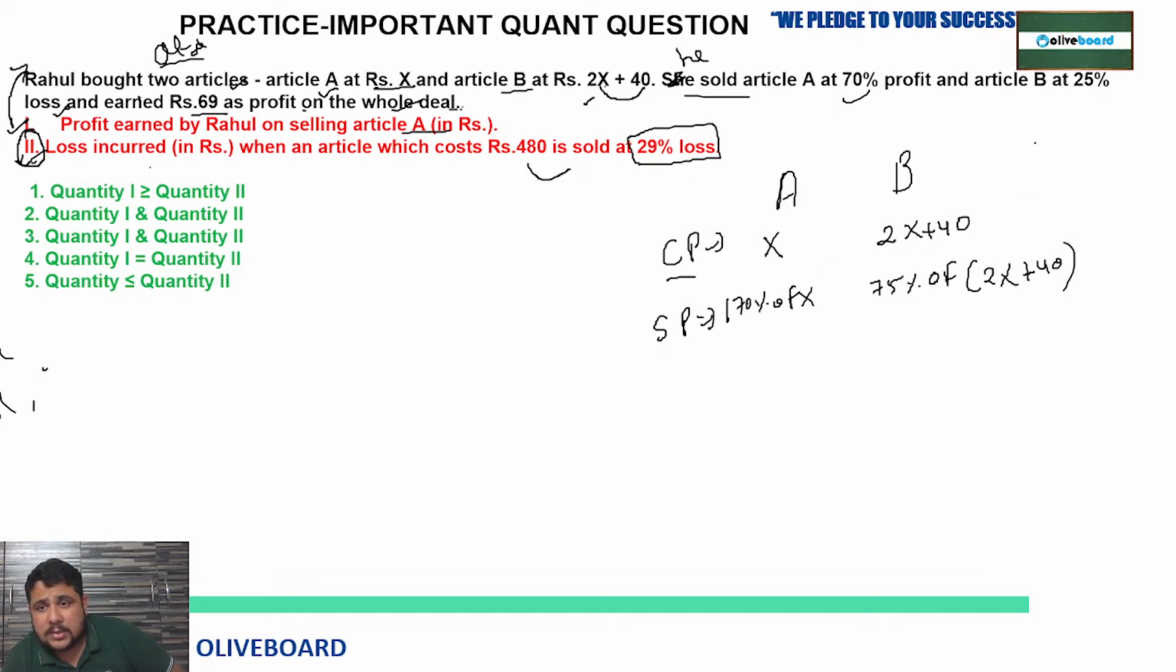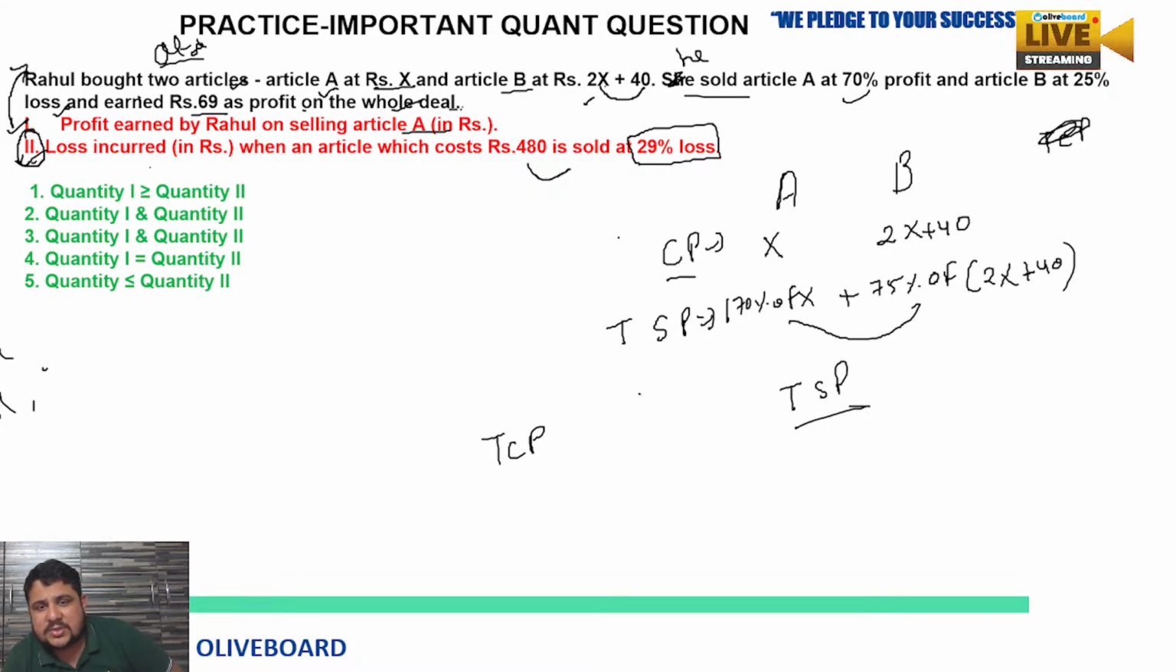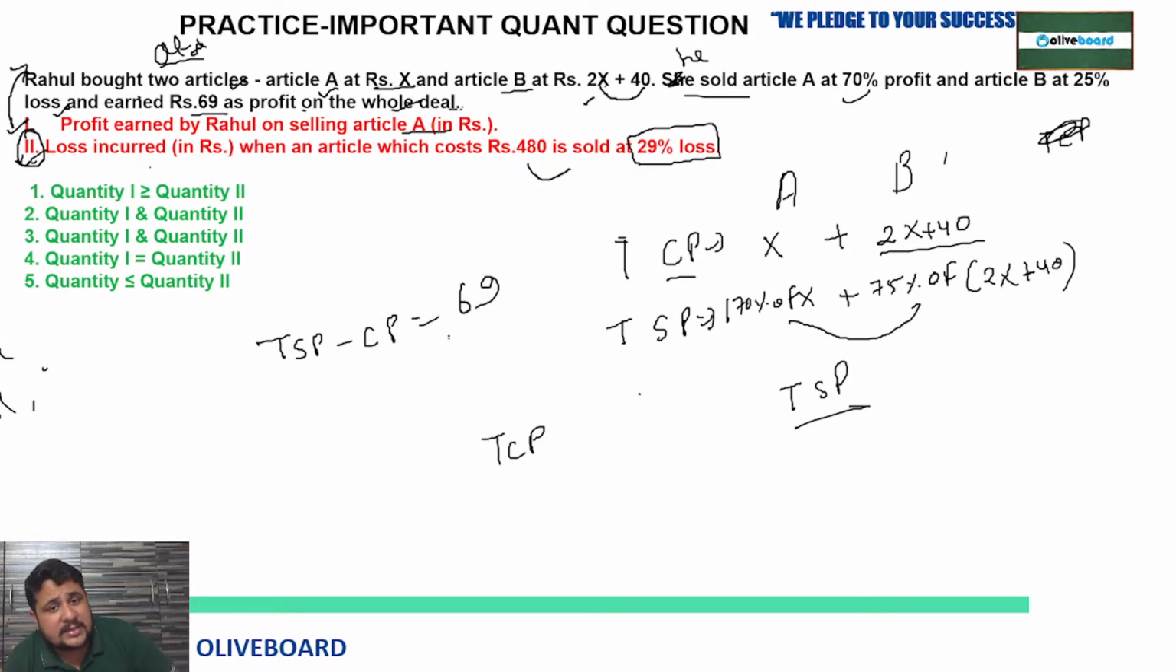Clear? So if I talk about total cost price and total selling price, you have to add here for getting total selling price. Total cost price will be X plus 2x plus 40. Are you getting my point? Okay. Now see what is given: and earned rupees 69 as a profit. So profit is total selling price minus total cost price is equal to 69. That is a profit. And you know 170% of X plus 75% of 2x.